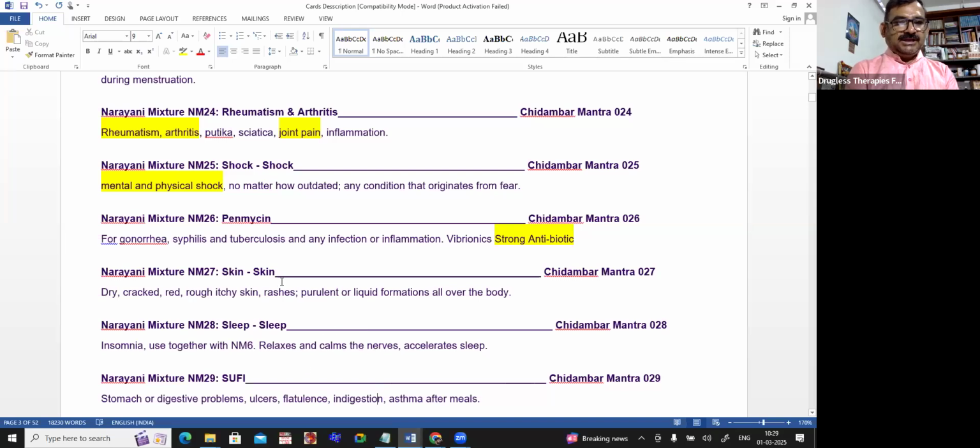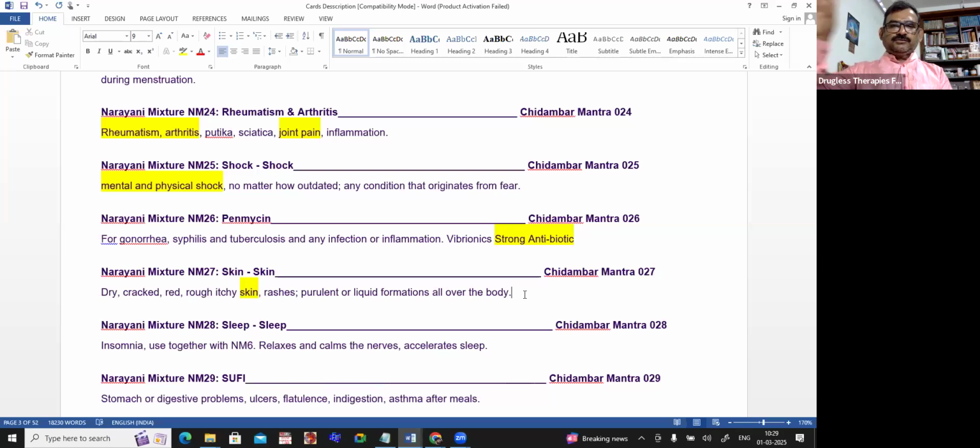Okay. Skin 27, wonderful remedy. All dry skin, rough skin, itches and skin problems. I can only say that it is widely used in skin disease. For any skin problem, you have to add this. Okay, it is for skin NM27. The question will be like that only.